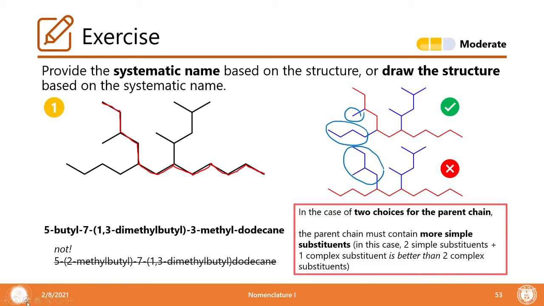And if you confirm the name, you'll be able to get 1, 2, 3. At position 3 we have methyl. At position 5 we have butyl. So these are the two simple substituents. 6, 7. At position 7 we have 1,3-dimethylbutyl. 1, 2, 3, 4. So this is the butyl, and these are the two methyl groups.